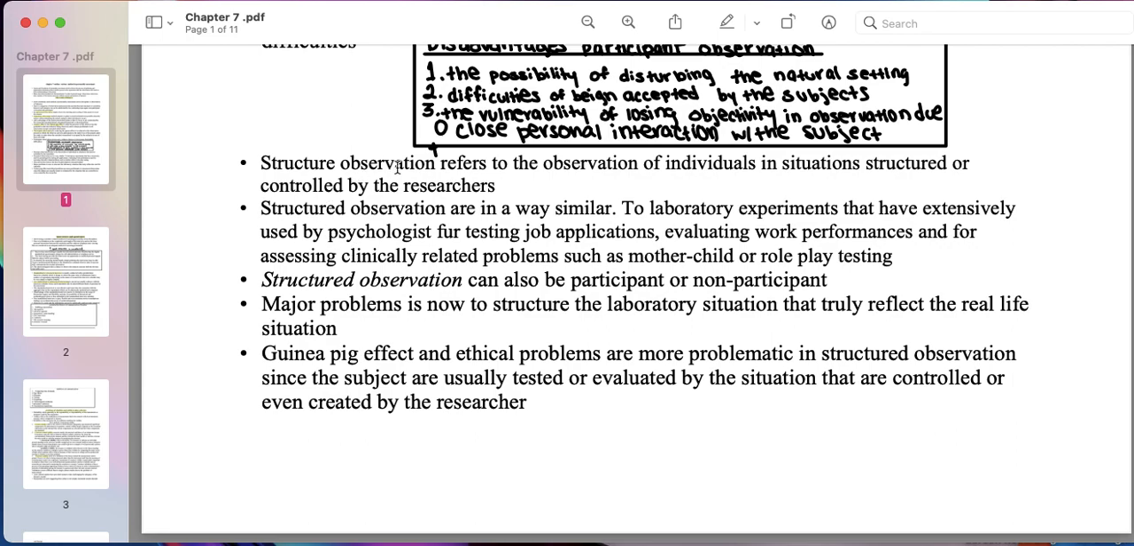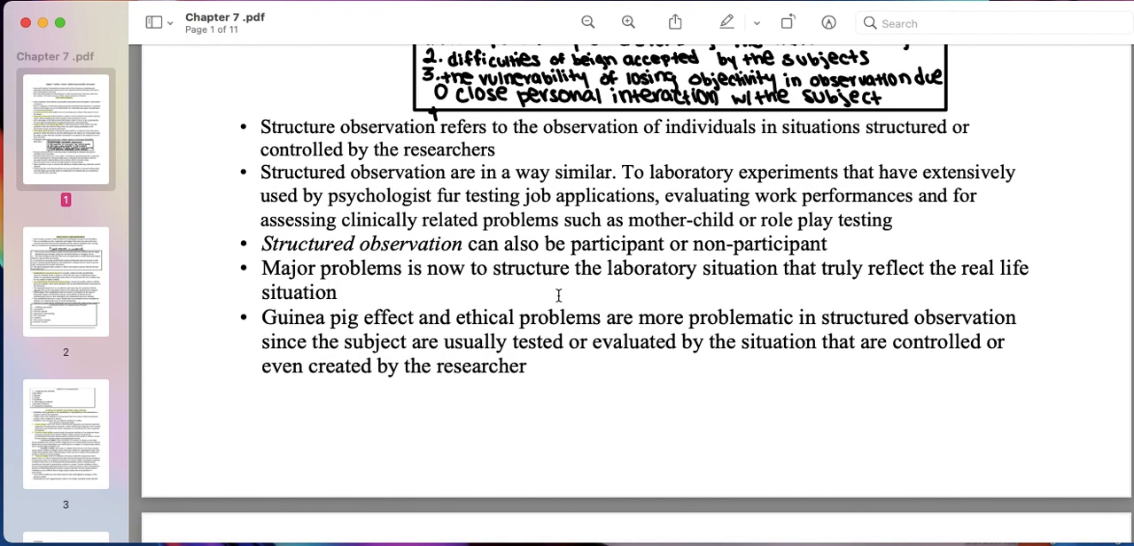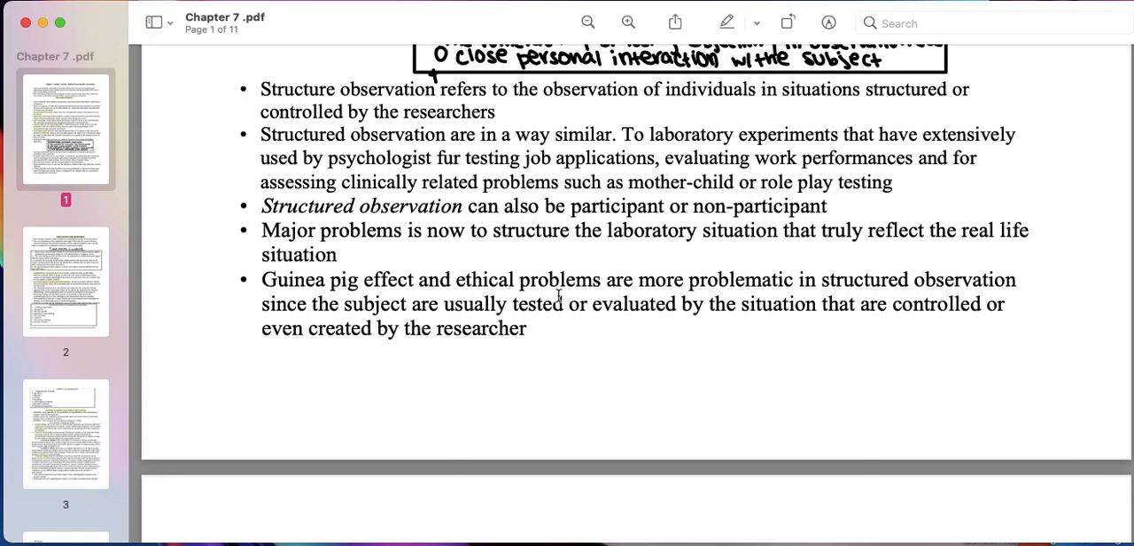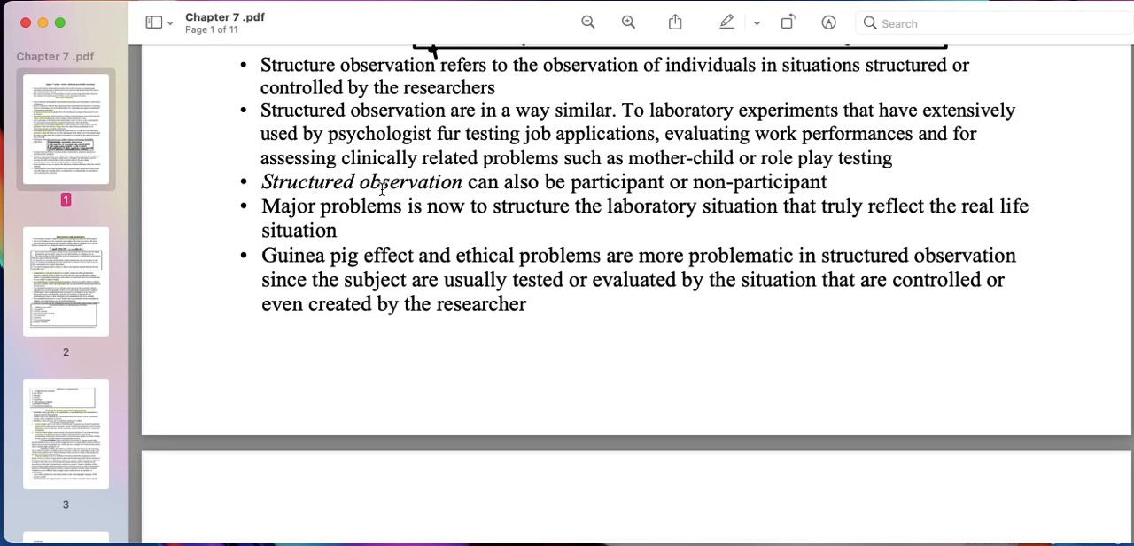We talked about structured observation, which refers to the observation of individuals and situations structured or controlled by the researcher. We also talked about how structured observation is similar to laboratory experiments that have been extensively used by psychologists for testing job applications, evaluating work performances, or for assessing clinically related problems such as mother-child or role play testing. Structured observation can also be participant or non-participant.